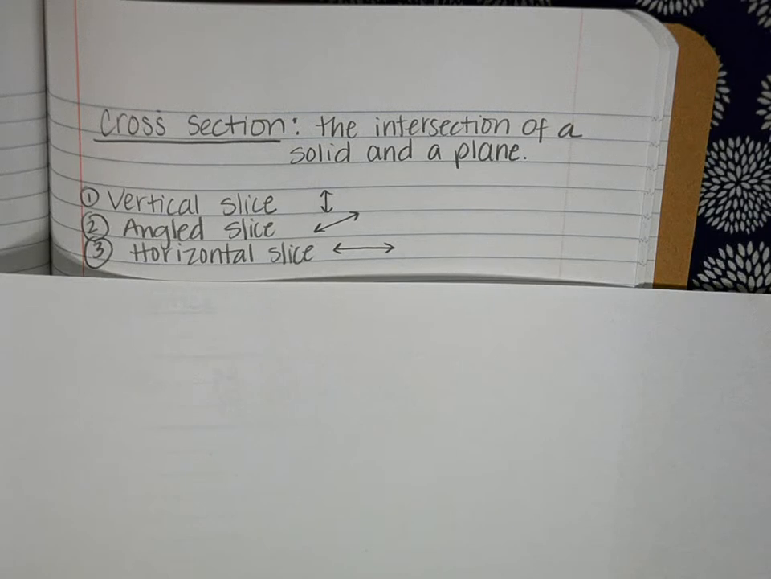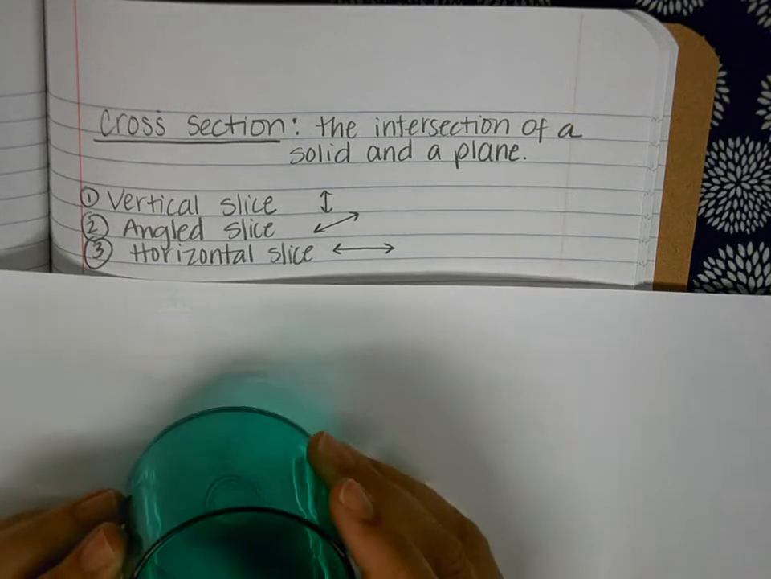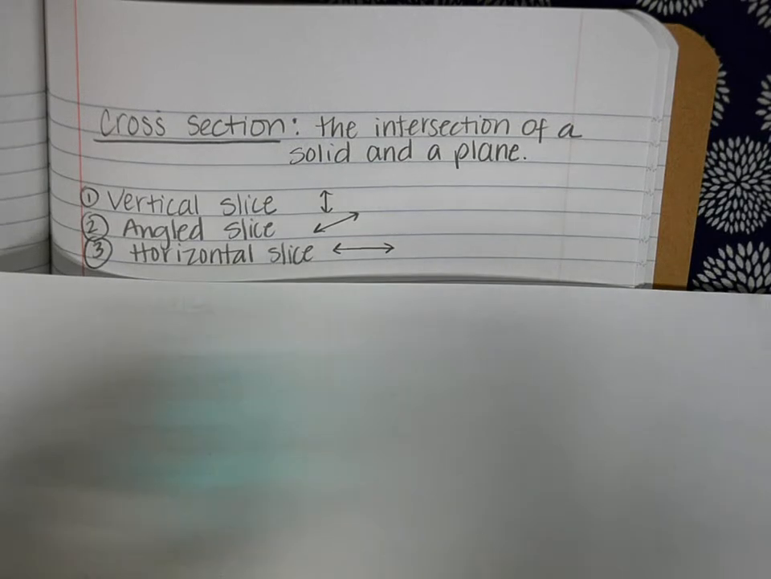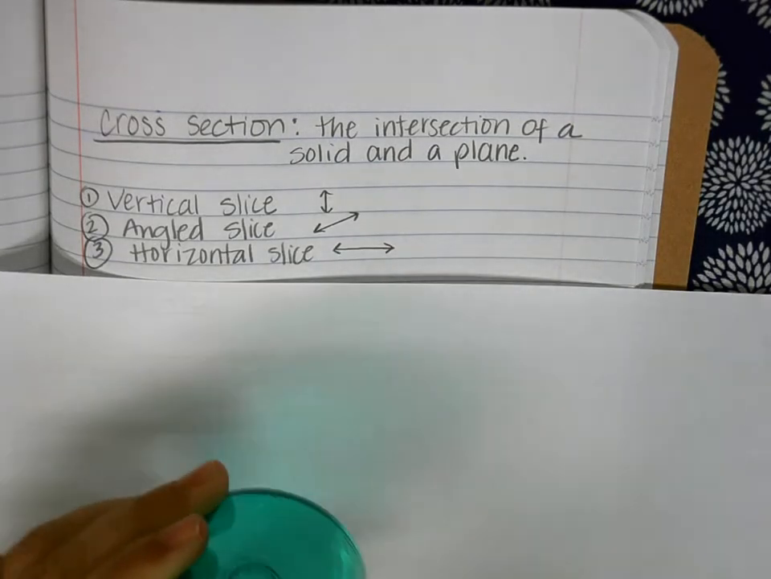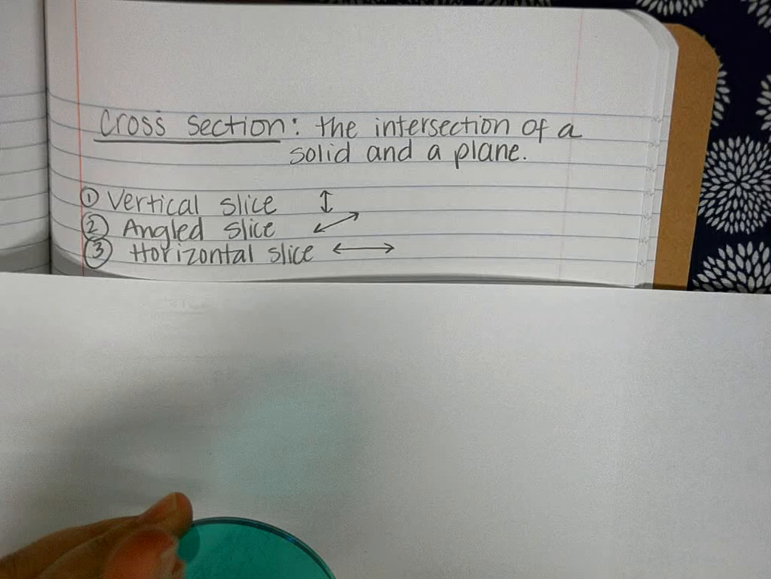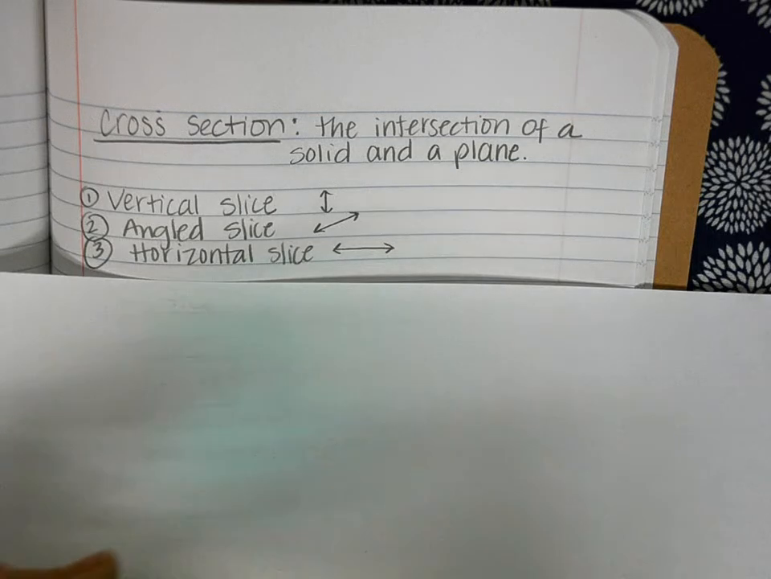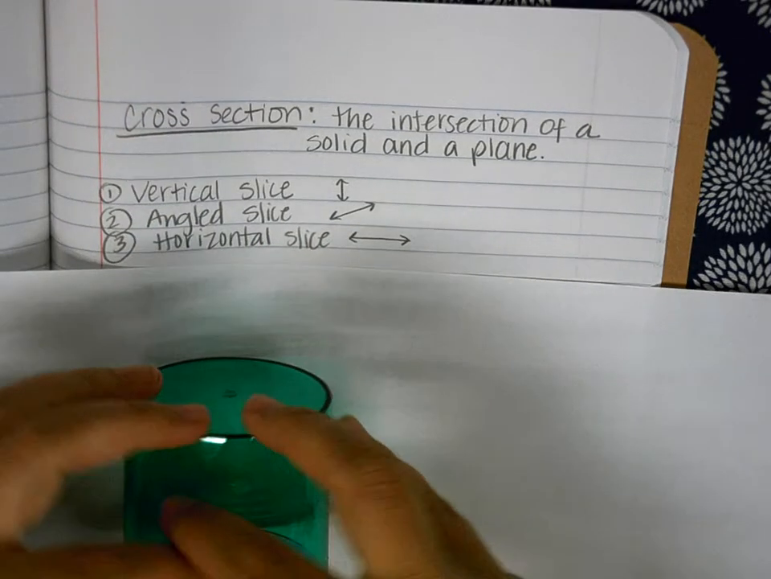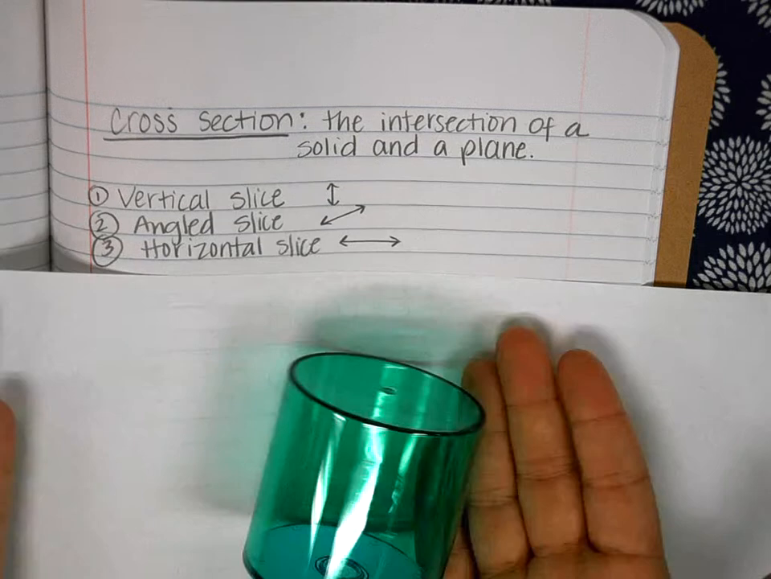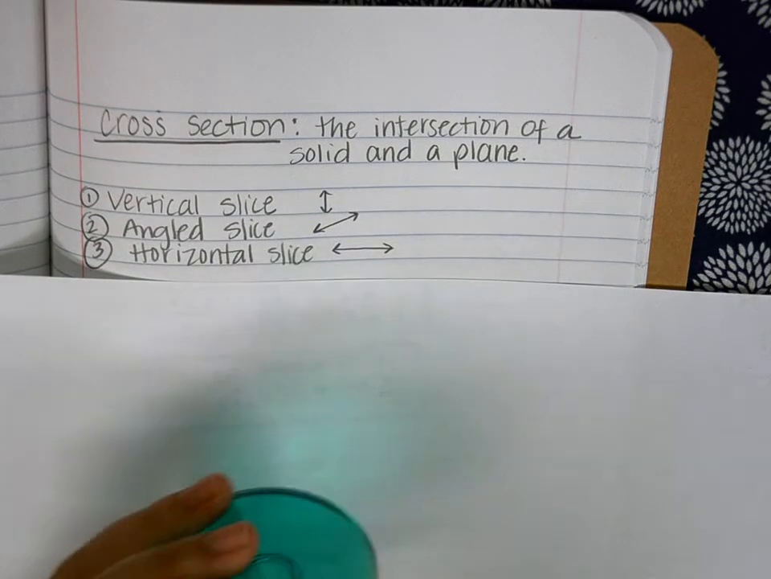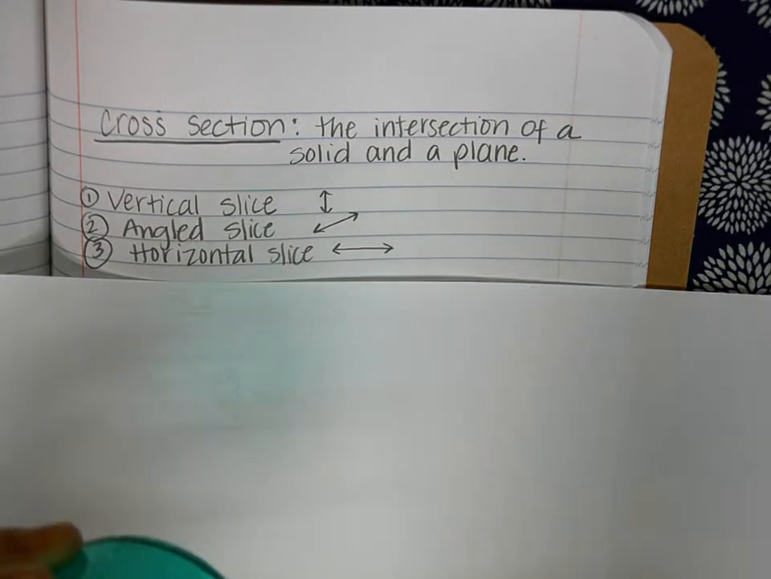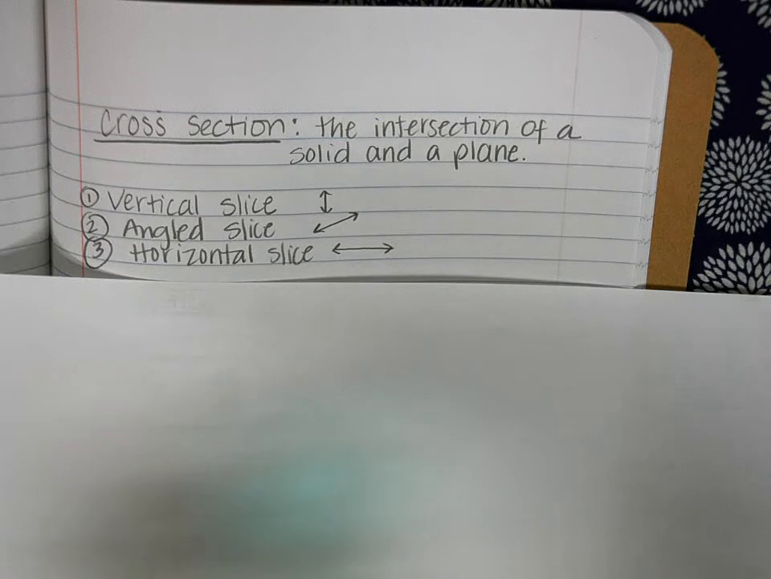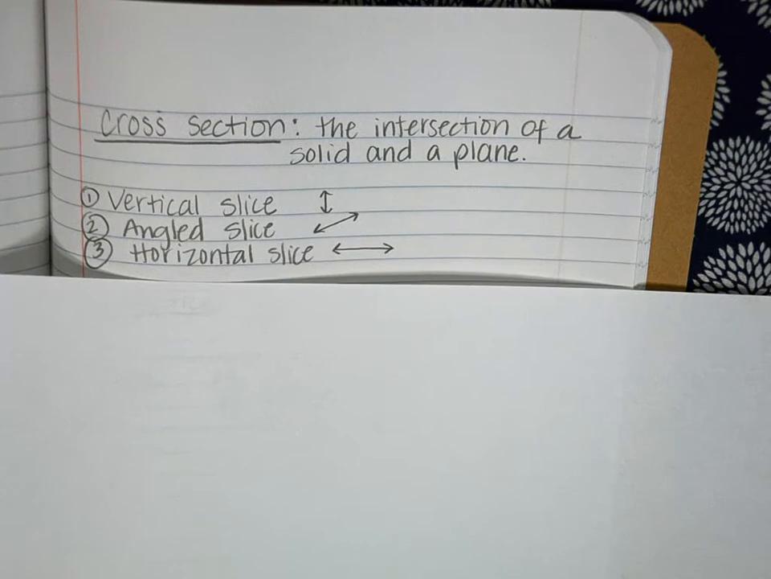What about the cross section of a cylinder? Here's a cylinder. What if I cut it horizontally? A circle. What if I cut it vertically? Rectangle. Because have you guys ever seen where they like peel open a can, right? And it's a rectangle? Have you ever seen that? What if I cut it diagonally? That would be triangle. Maybe an oval? Maybe. Okay, what about the cone?